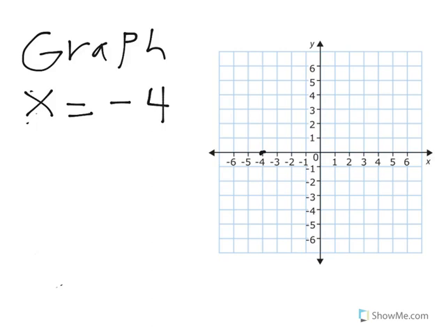So, back to negative 4, let's go up to 3. And let's go down to negative 5. Connect these points, and there you have a vertical line.